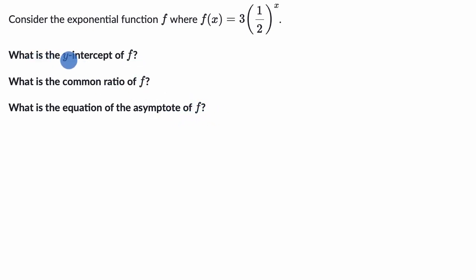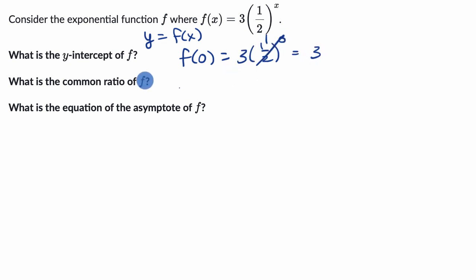All right, so first, what is the y-intercept of f? One way to think about it is, what y value would you get if you were to graph y equals f of x? Or another way to think about it, what value does the function take on when x is equal to 0? So f of 0 is going to be equal to 3 times 1/2 to the 0. 1/2 to the 0 power is just 1, so it's just 3 times 1. It's equal to 3. So the y-intercept of f is 3.